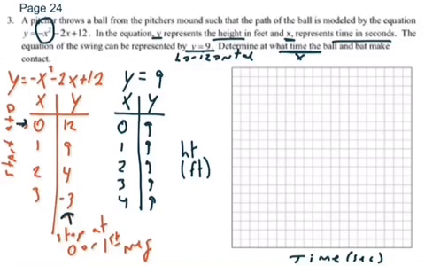Once you have your tables, now you need to make your scale. My largest x value is going to be either 3 or 4, and my largest y value is going to be 12. Count the boxes and come up with an appropriate scale now.